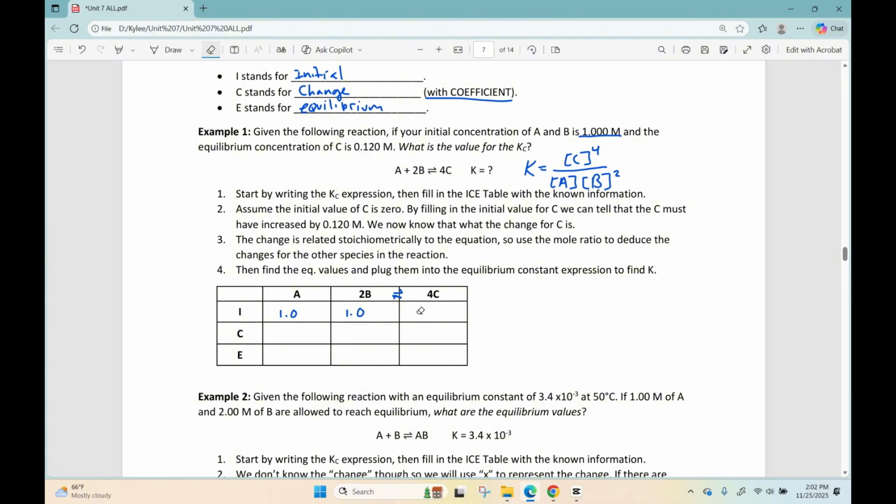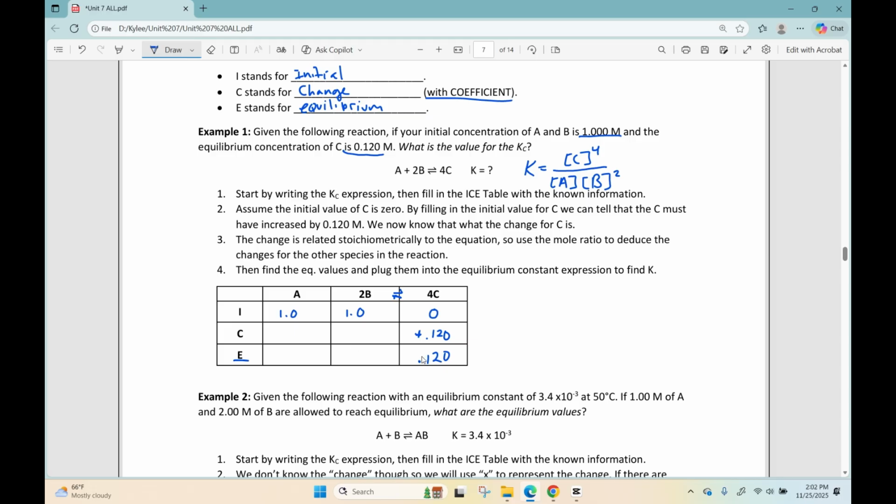What I'm going to do is now figure out how each of them changed. I actually wrote that in the wrong spot. The 0.120 is what the equilibrium concentration for C is. That should actually go down here at 0.12. E stands for equilibrium. I know that at the beginning of the reaction, C is going to be 0. And so that means that the change that it increased by would be 0.120. If it started at 0, then it had to go up by that amount.